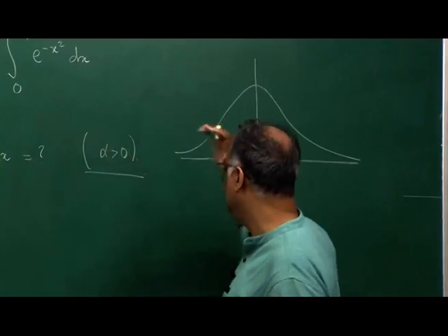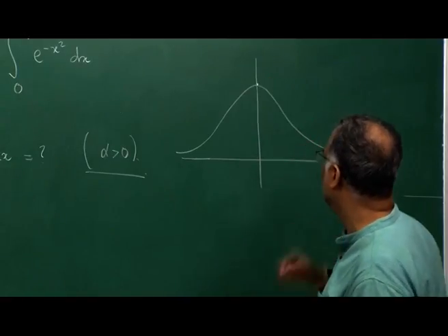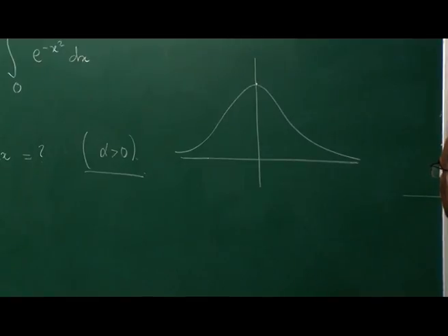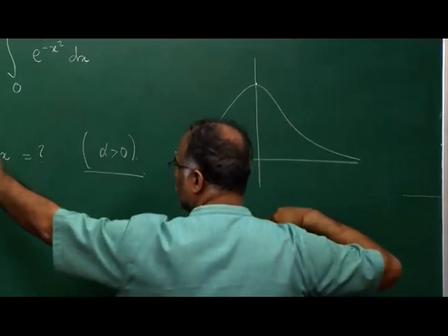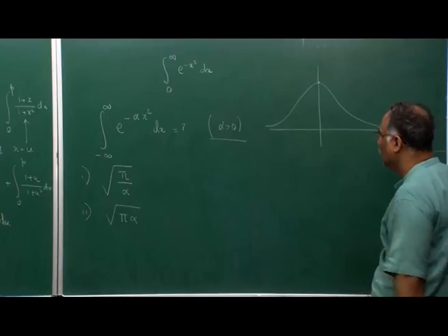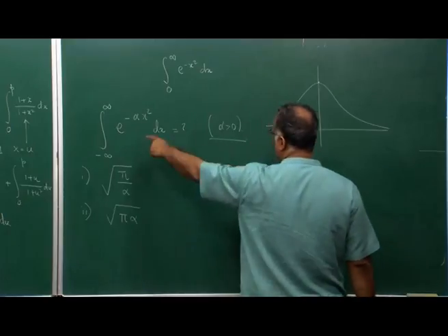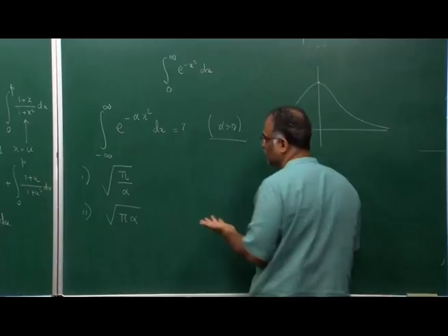Sorry, x equal to 0, I am making a mistake again. X equal to 0, it will be 1. Now, what would be this, usually, so it will become, at x equal to 1, e to the power minus alpha, and this functional value, and at x equal to minus 1 also it is e to the power minus alpha.